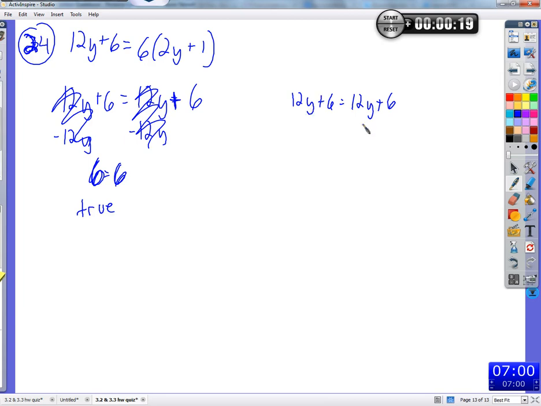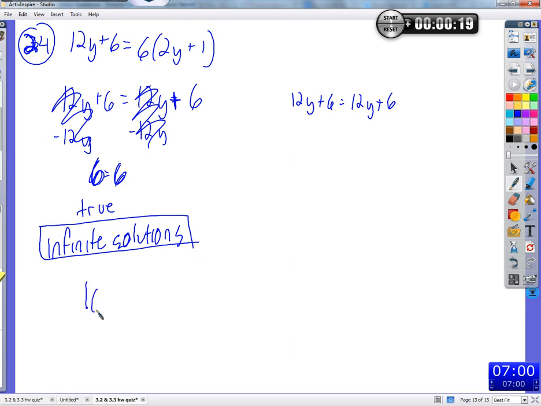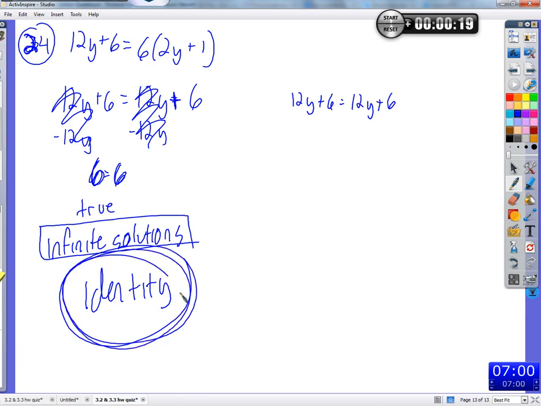Okay? So how many solutions can you think of? Infinite. There's an infinite number of solutions. That's what the book is going to call an identity, right? An identity means one side looks exactly like the other side. It says not only are they equal, but they do the exact same thing. Multiply by 12, add 6, multiply by 12, add 6.